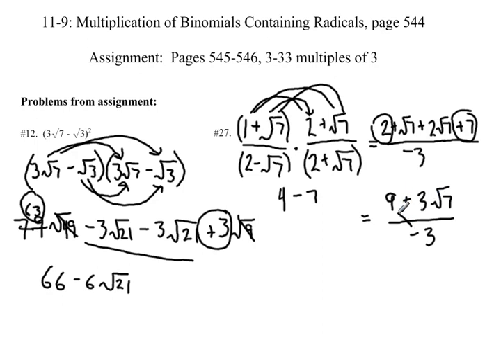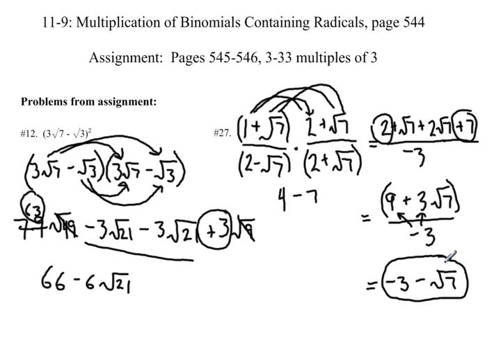That negative 3 is going to affect the 9, and it affects the positive 3 due to those unseen parentheses that are there. 9 divided by negative 3 is negative 3. 3 divided by negative 3 is negative 1. I don't need to put the 1, so there's my answer, negative 3 minus the square root of 7.